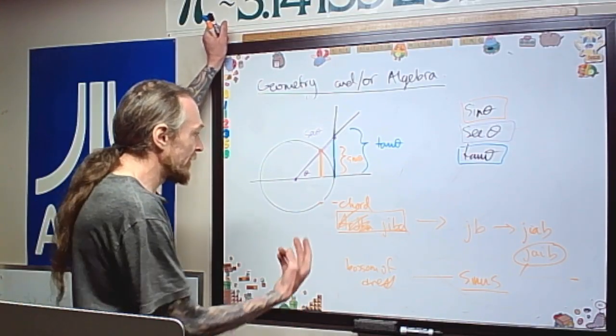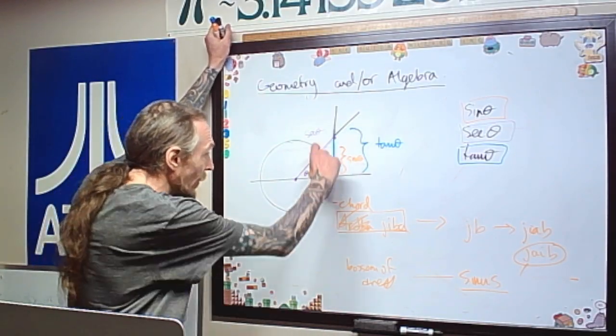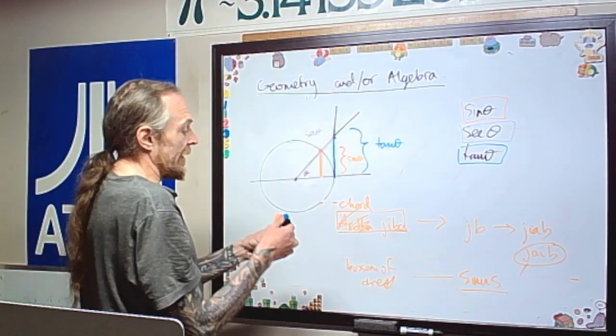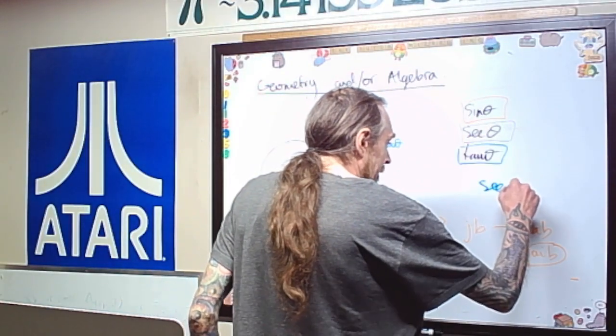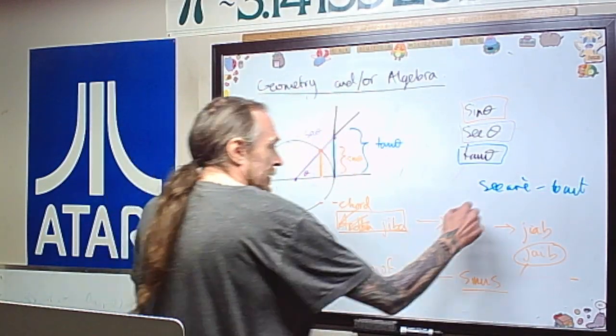So from the original picture, there's 3 trigonometric ratios. Sinus, which is half chord originally. Secant: secare is to cut in Latin. And tangere is to touch.